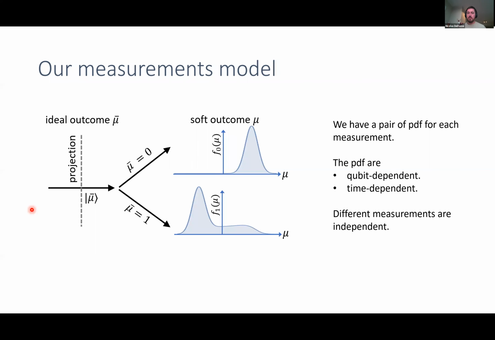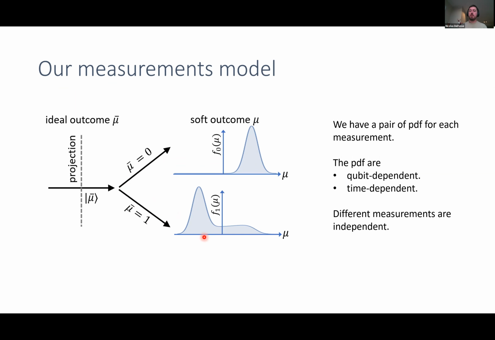So first, what is a measurement? Traditionally, in the error correction model, we have an outcome plus or minus 1. Here, we're going to do it in 2 steps. First, we have an ideal projection, which is going to project our single qubit state onto the state 0 or the state 1. And depending on the 2, we are going to sample an outcome from some distribution. It can be any distribution. And we have 2 of them, one that corresponds to the qubit 0 and one that corresponds to qubit 1.